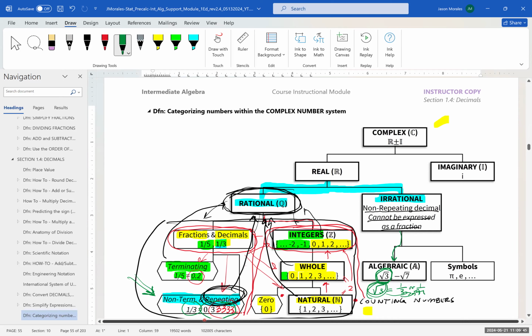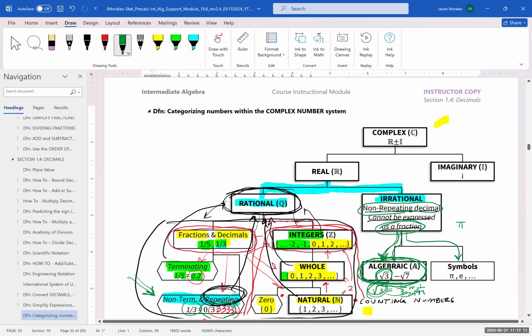So any number that is a non-repeating decimal and can't be expressed as a fraction like this is an irrational number. So one way of getting an irrational number is in the algebraic number set. Okay, and this is just a few examples of what we mean by an algebraic irrational number. Another way that you can get an irrational number is, I would say, from a symbol. Okay, but these symbols don't just fall from the sky.